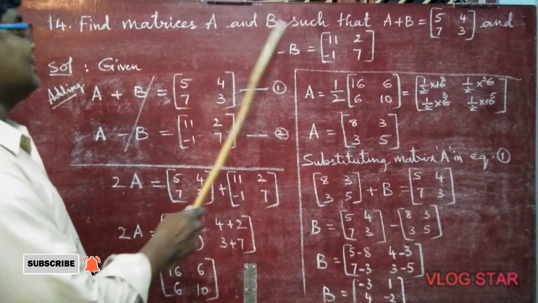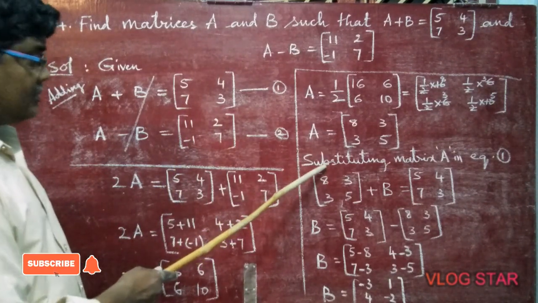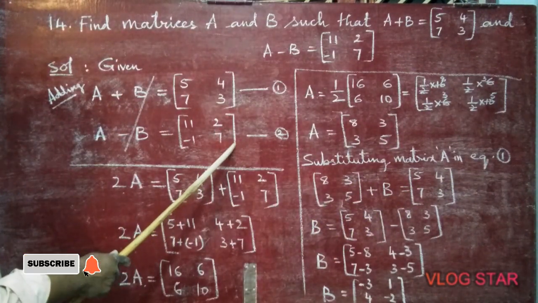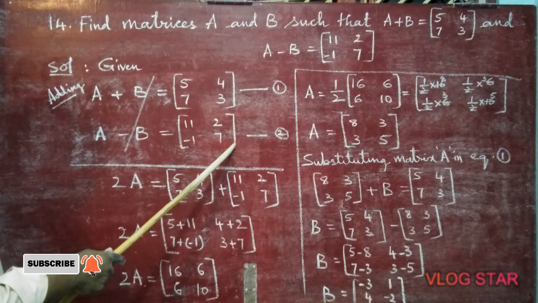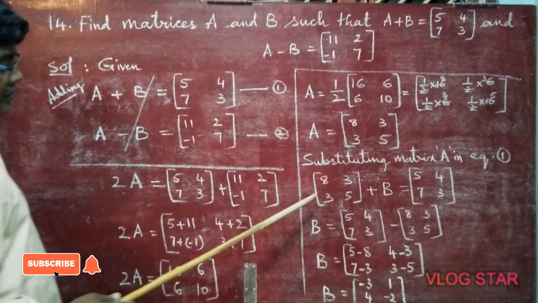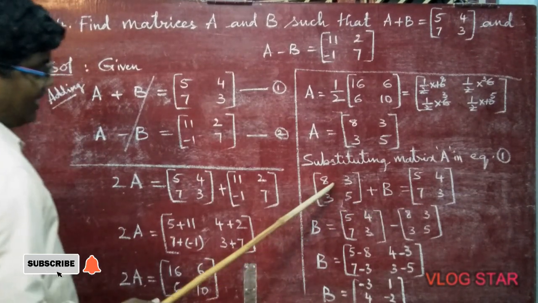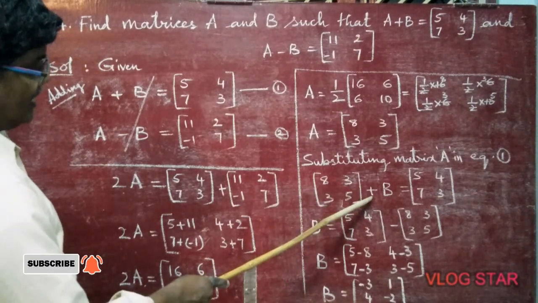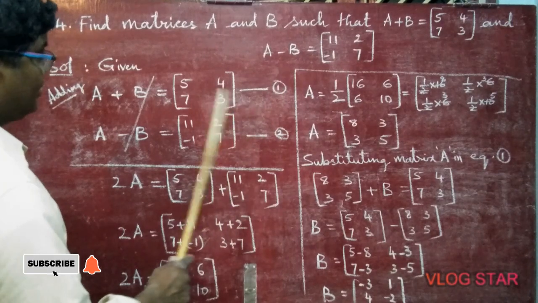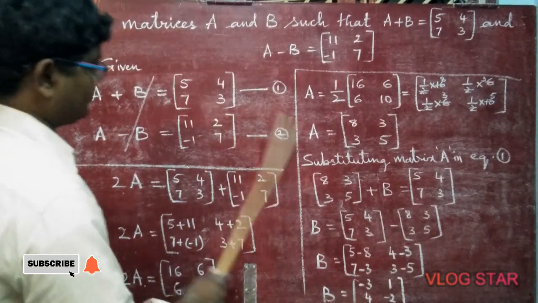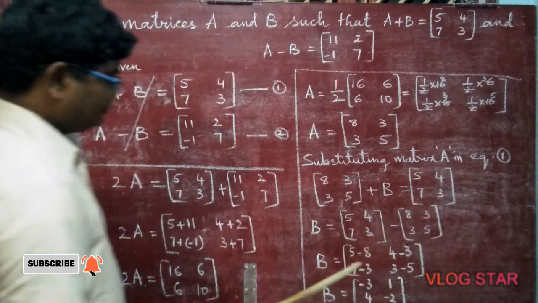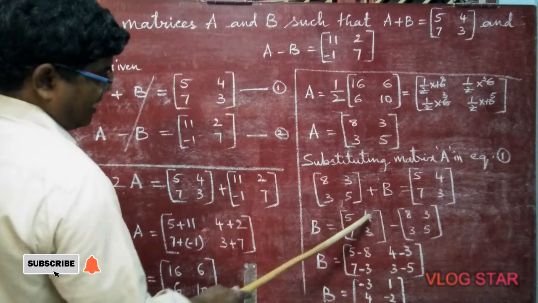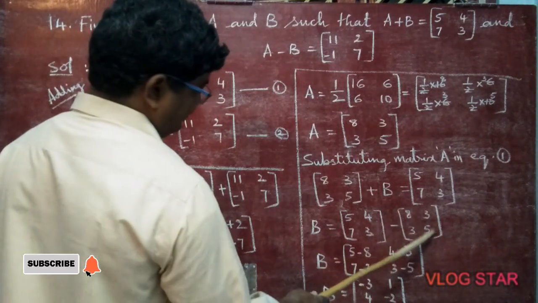Now out of the two matrices, one matrix we got, the A matrix. Substituting the A matrix in equation 1. You can substitute in the second equation also, any one. So A plus B is equal to, the A matrix we already got 8, 3, 3, 5, plus B, which we have to find now, is equal to 5, 4, 7, 3. Now plus goes to that side from left to right and becomes minus. So B is equal to matrix 5, 4, 7, 3 minus matrix 8, 3, 3, 5.